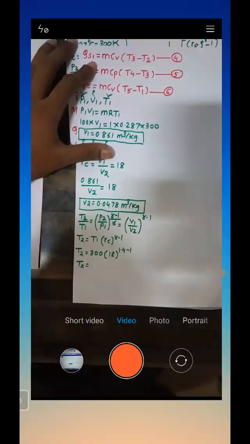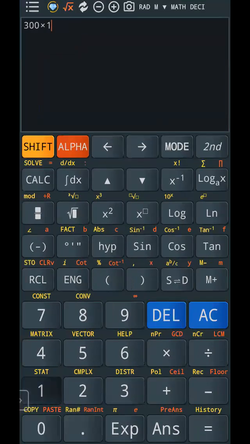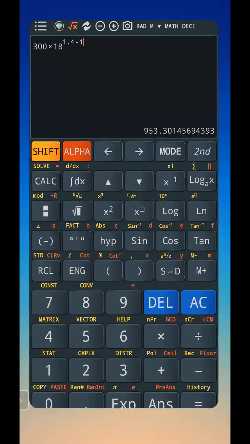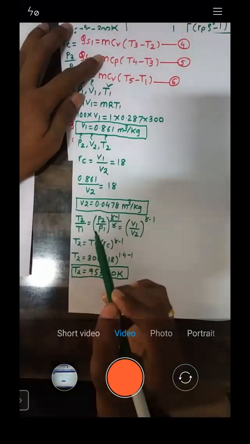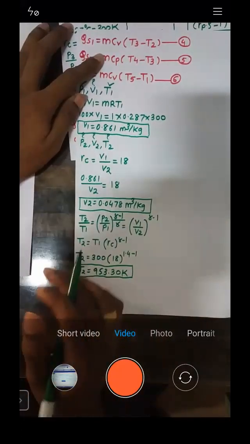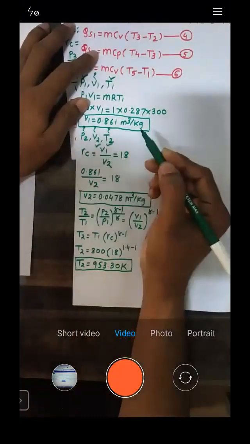Let us do that. So 300 into 18 raised to power 1.4 minus 1 gives 953.30 Kelvin. So this is what we got, T2. Initially I got V2, then I calculated T2. Similarly, I should get P2 now. V2 and T2 have been calculated, so now I will go for P2.